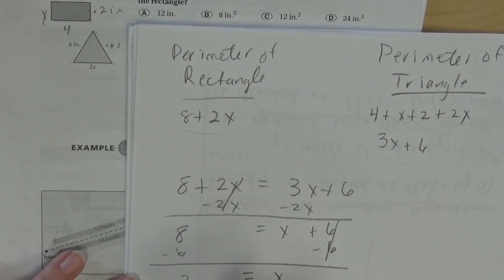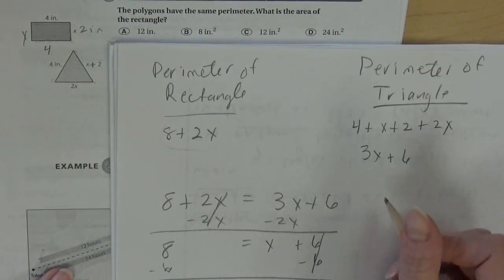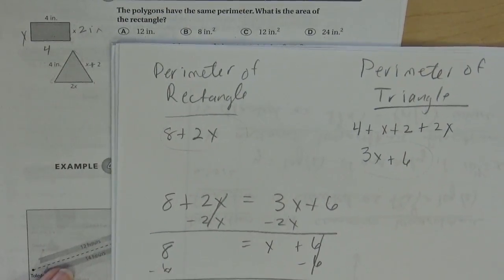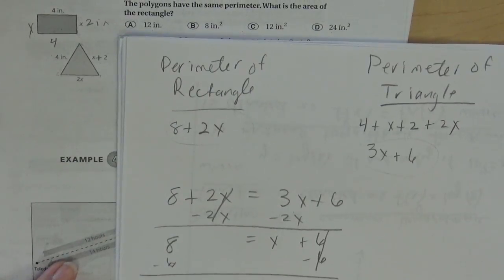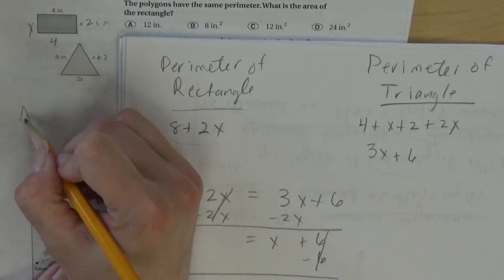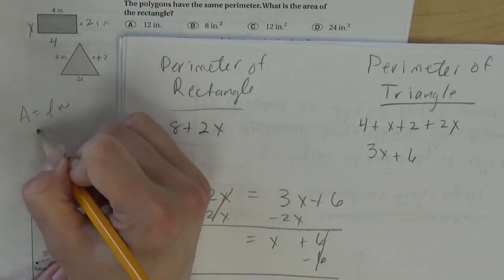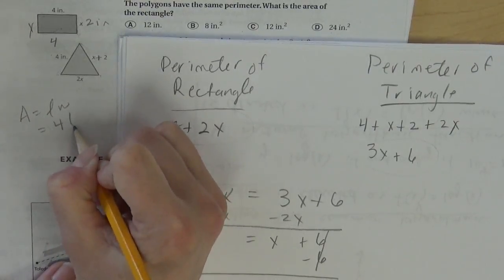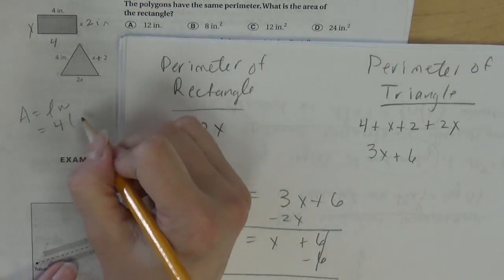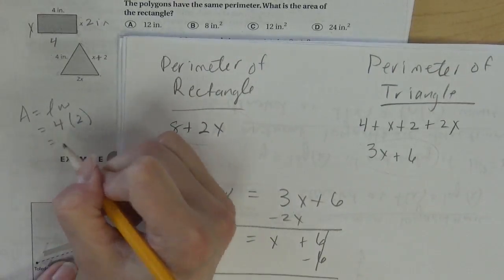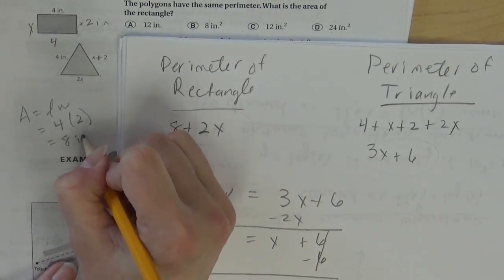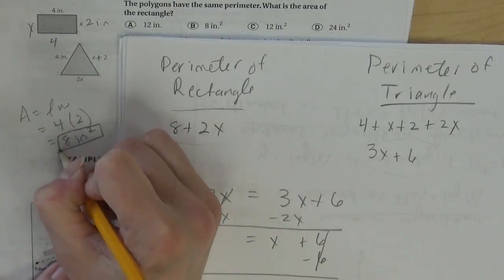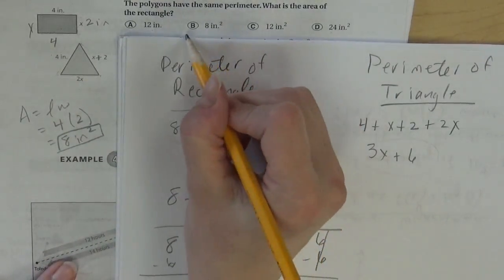So we know that the area is going to be, I'll write it over here. Area equals length times width. So it's going to be 4 inches, and because we found x to be 2, times 2, so that's going to give me 8 square inches for my area of the rectangle. So that means my answer would be B.